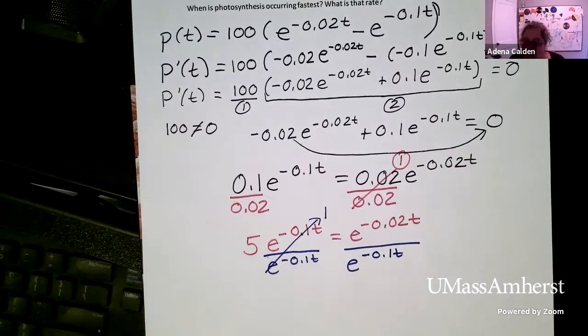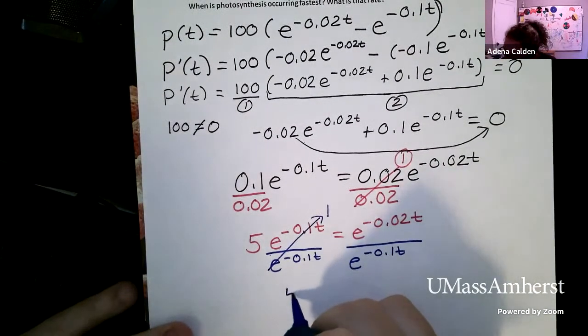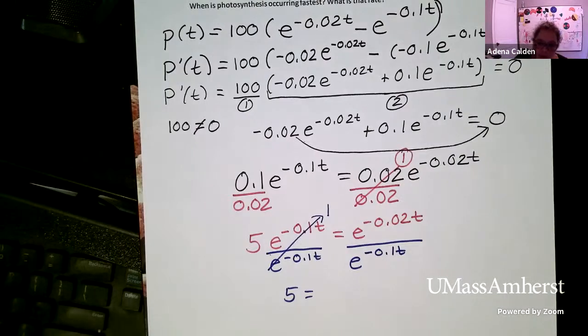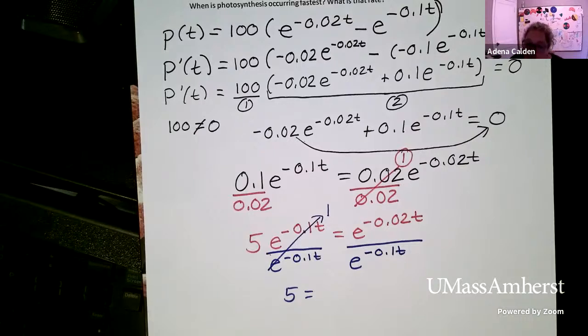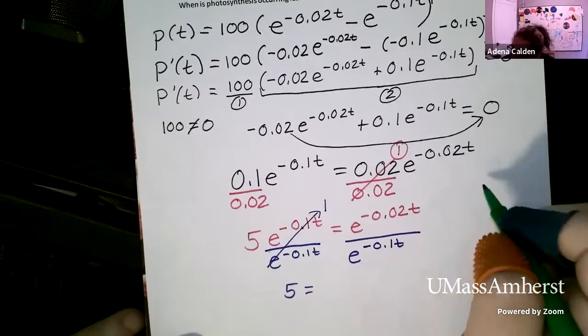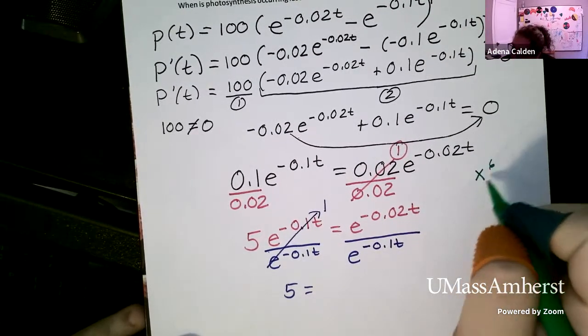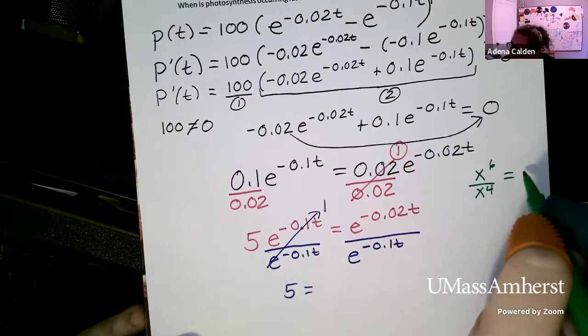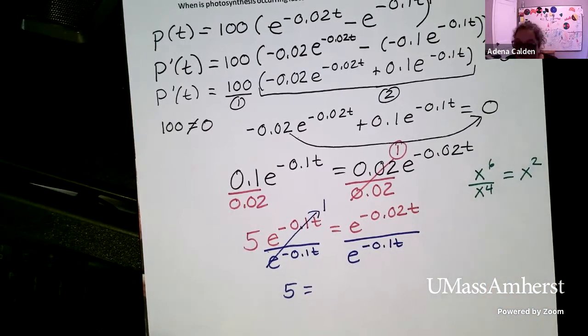And then on the right is where we have to do some of our work. So we just have a 5 on the left. Now let's look at what's on the right. This is where one of our algebra definitions comes in. If you have two terms with the same base, right, which we have here, e is our base, we can subtract their powers. So we often do this with x's, right? If you have x to the 6th over x to the 4th, that just gives you x squared.